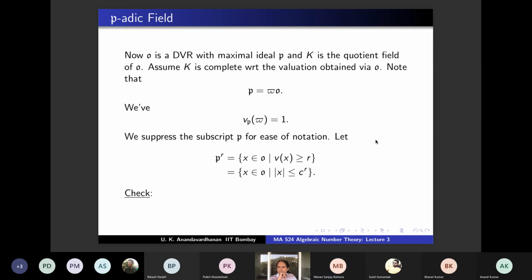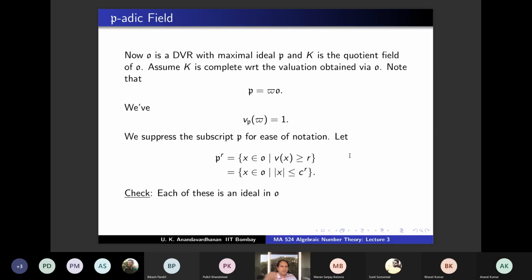Yes, because if you take x and y, then modulus of x plus y is less than or equal to the maximum of mod x comma mod y. Both are less than or equal to c power r. So addition is okay. And if you multiply by some number with modulus less than or equal to 1, then modulus is less than or equal to c power r again. So these are clearly ideals.